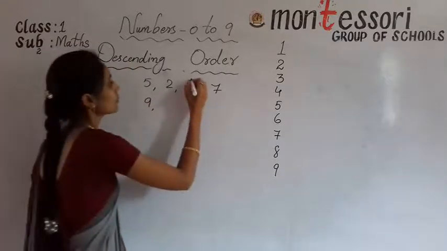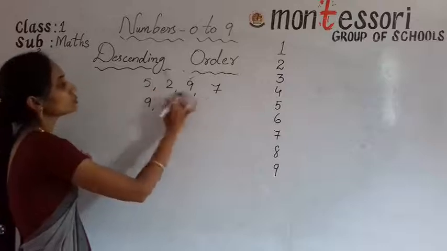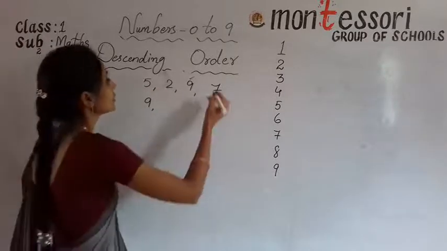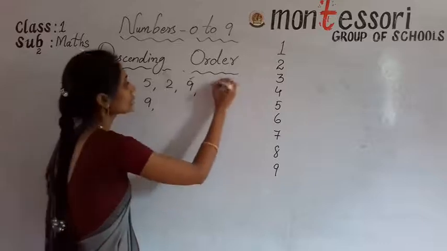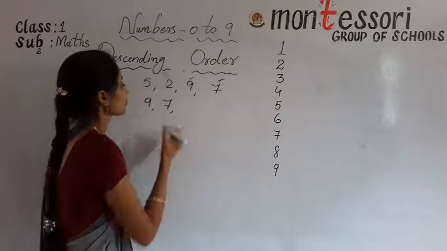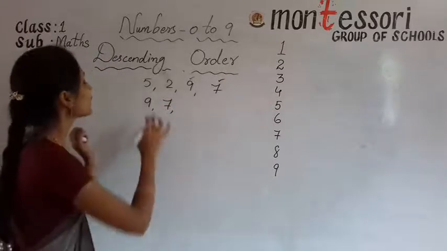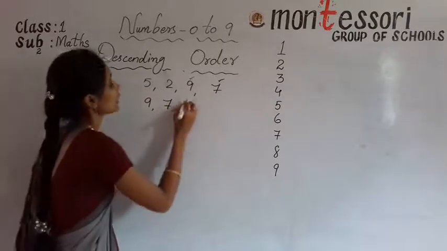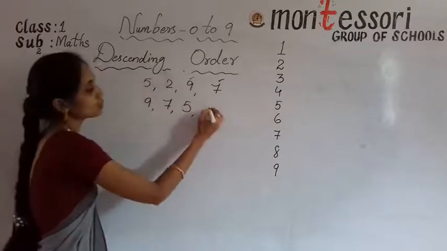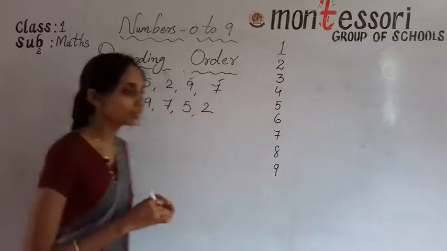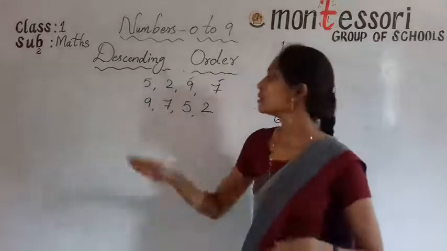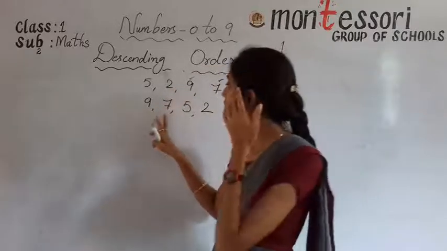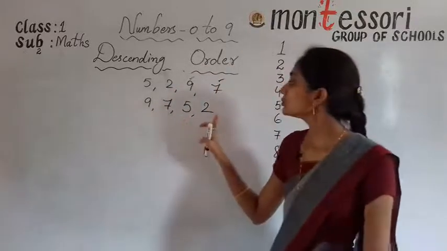Now 9 is completed. Among 5, 2, 7, which is the greater number? 7. Next, this 7 is completed. Now among 5 and 2, which is the greater number? 5. Next, 2. So descending order means you have to arrange the numbers from big to small. See, 9, 7, 5, 2.